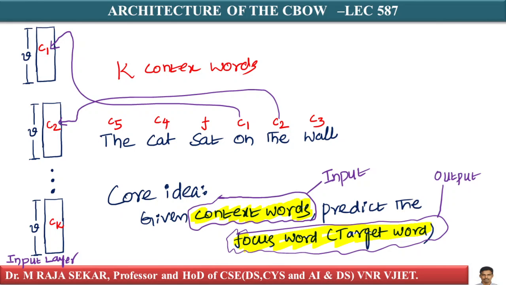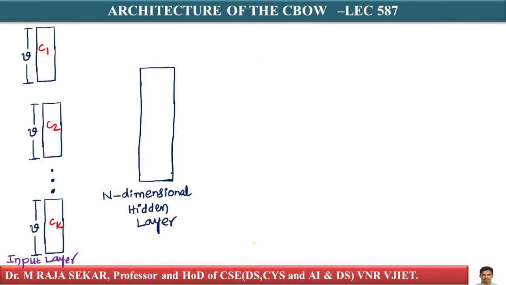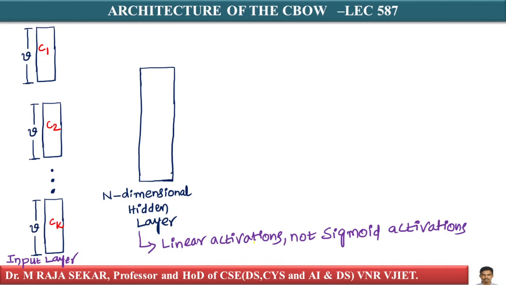Let's assume all of these are connected to an n-dimensional hidden layer, and this hidden layer has linear activations. What are the activations here? Linear activations, not sigmoid activations. What is linear activation? Linear activation is: if you input z to it, it will return z. That is f of z equal to z. Just try to recall what is my z. Z equal to w transpose x. All those things we discussed in our previous lectures.